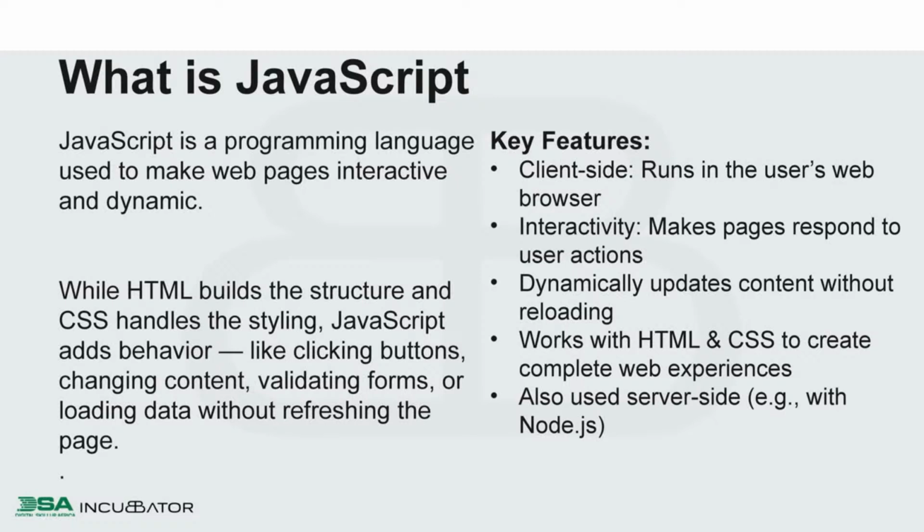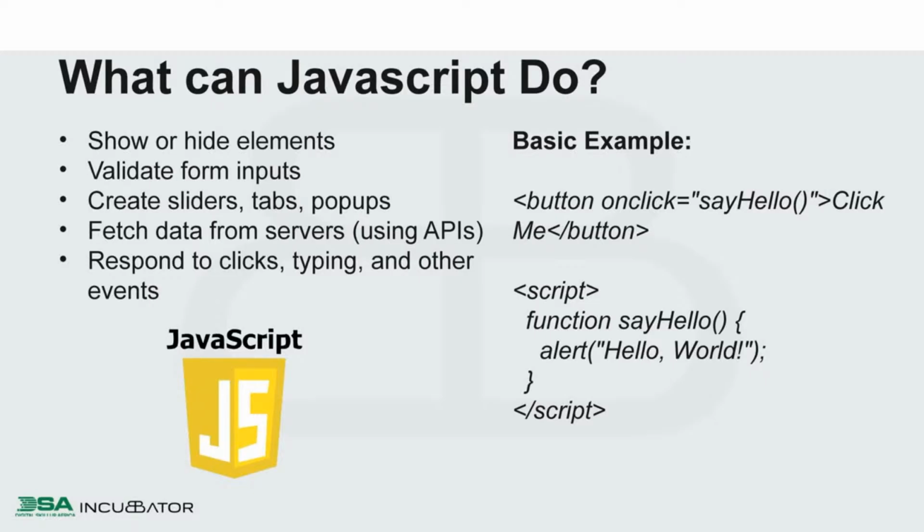So interactivity makes the page respond to user action. It dynamically updates content without reloading. It works with HTML and CSS to create a complete web experience. And it's also used on your server side. So I want us to quickly dive into a little coding on JavaScript so we can play more with the buttons we have on our page. So what can you do with JavaScript? You can use JavaScript to show and hide elements. You can validate form inputs, create sliders, tabs, pop-ups, fetch data, respond to clicks. There are so many things you can do with JavaScript.